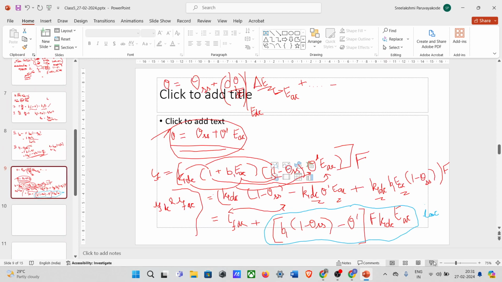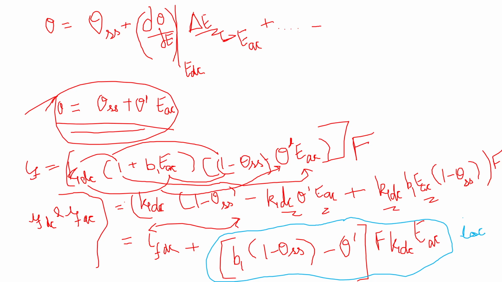So all we did is we just opened the bracket and rearranged it, found out IAC, as someone told before. Now the next step is to find out theta dash. So to find out the theta dash, what we'll do is... who can tell me how to find out theta dash? How to find out theta dash? Anyone can tell?